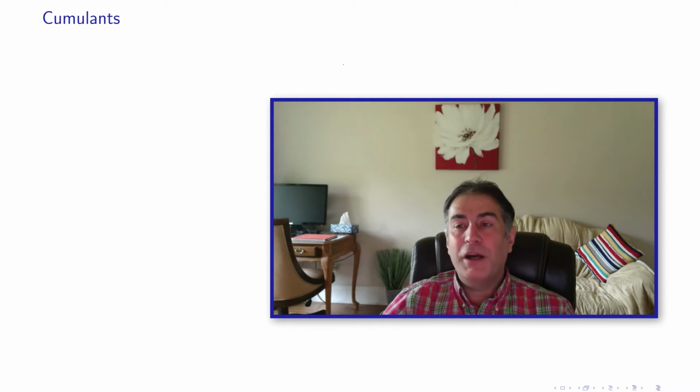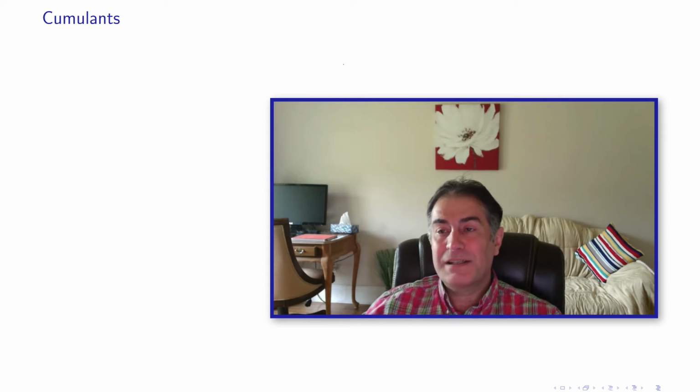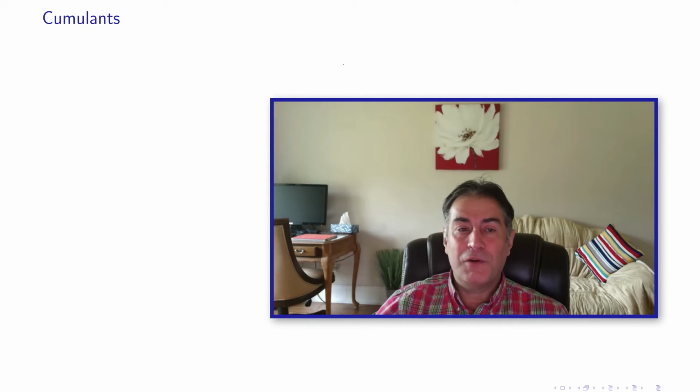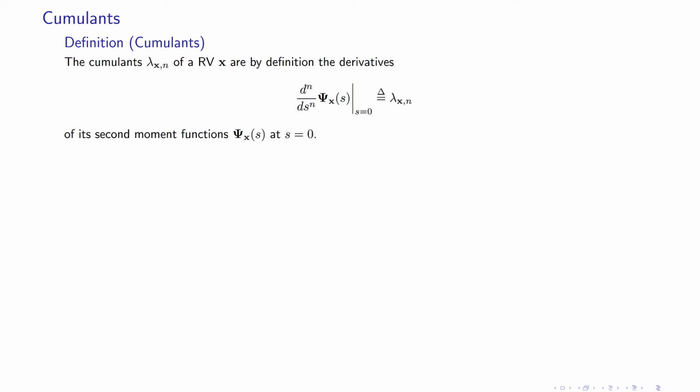Cumulants are moments which are defined using the second characteristic function, second moment generating function, and so on. Basically, using the logarithm of your function. So we define the cumulant of order n as you calculate the derivative of your second moment generating function n times, and you replace s by 0. Okay, so this is using the second moment generating function.